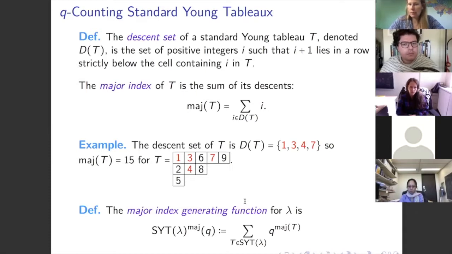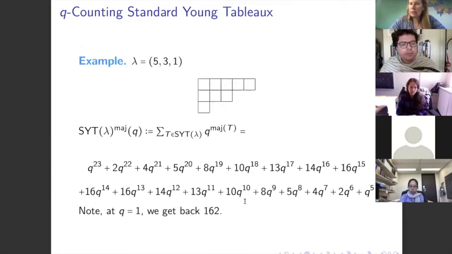Everybody comfortable with that? Okay, so once we've got this statistic on standard Young tableaux, we could add them up into a generating function. So let's use the notation SYT of lambda superscript maj of q to be the sum over all the standard Young tableaux of shape lambda, q to the major index of that tableau. All right, and how does this relate to the hook length formula? Well, let's take a look at a little bit of data.